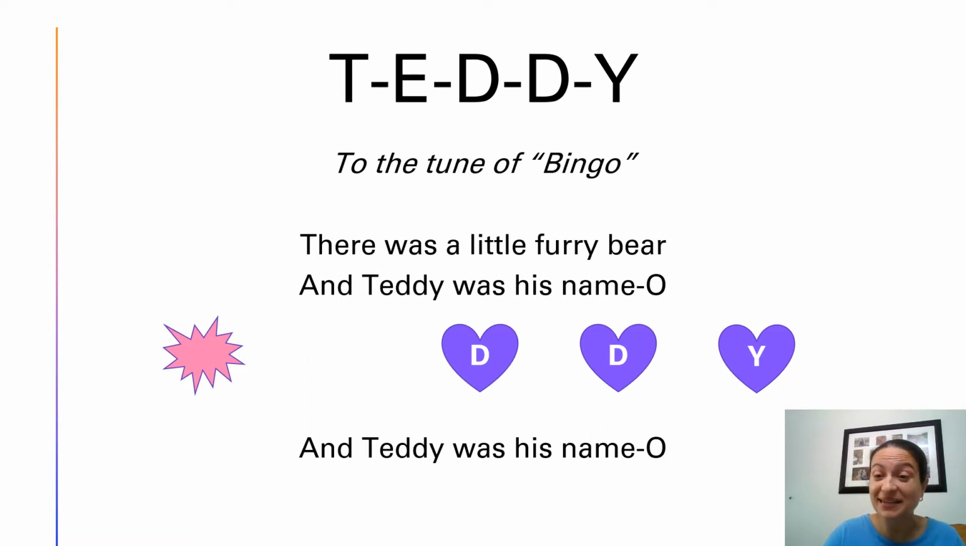Oh, I'm going to take away the next letter. And now we're going to clap 2 times. And we're not going to say that T and that E. We're going to clap, and we'll just say D-D-Y. And then we're going to keep on going, okay? So we'll do that for the next D, and then finally for the Y.